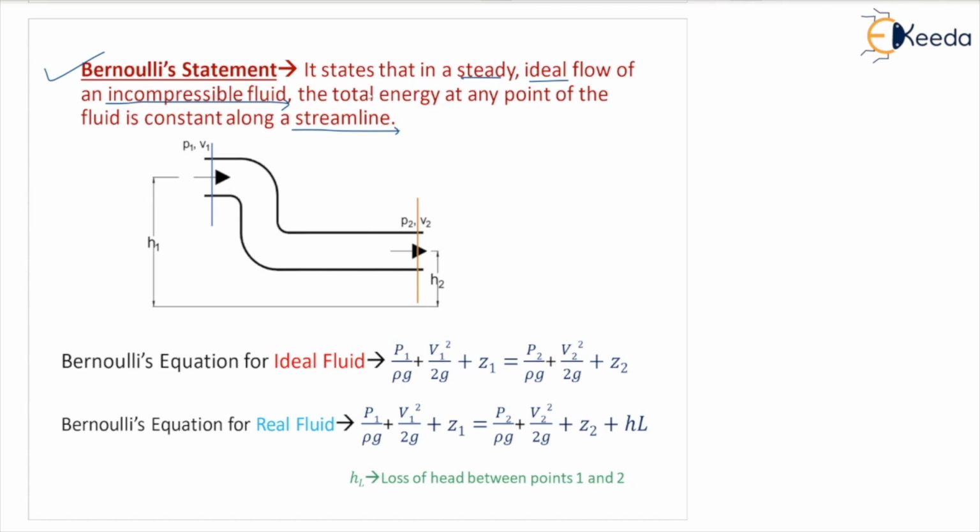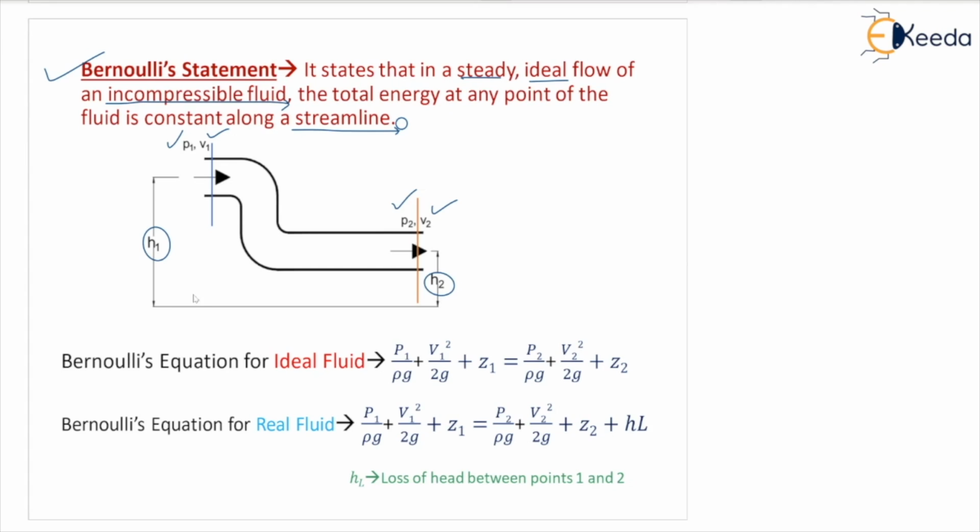So again, look at the statement. It states that in a steady, ideal flow of an incompressible fluid, the total energy at any point of the fluid is constant along the streamline. Streamline is very important. We have to consider one streamline. So this is the inlet of a pipe, which is bent at an angle. P1 is the inlet pressure, V1 is the inlet velocity, and P2, V2 are the pressure and velocity at the exit point. H1 is the height of the center line of the pipe from the datum, and H2 is the height of the exit of the pipe, that is center line from the datum.